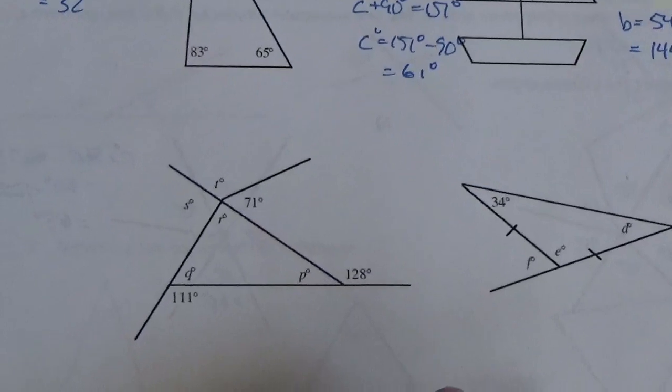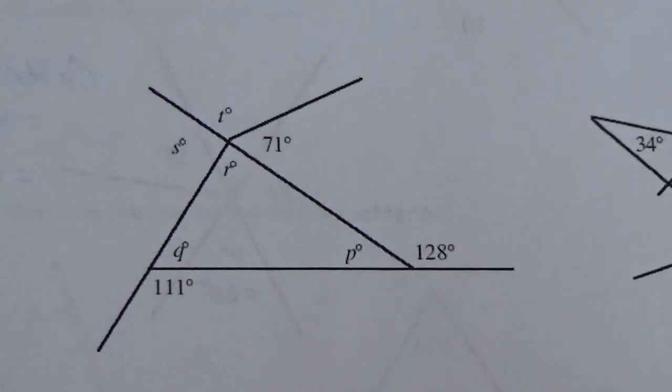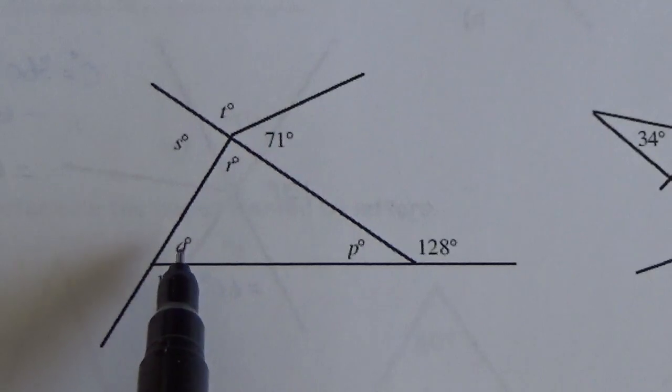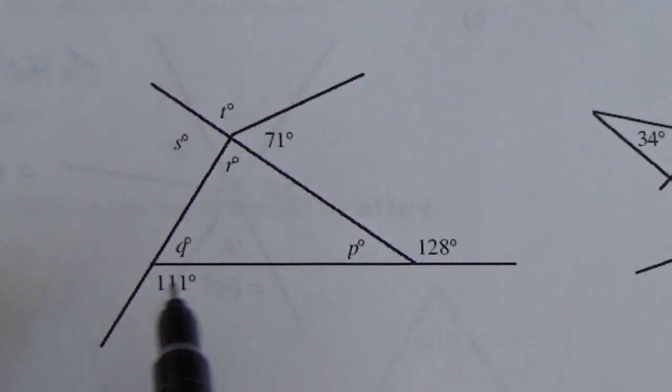Let's do another one here. Now we've got a lot going on with this one. Well, let's start with a couple that are going to be fairly easy for us to figure out. We know that Q and 111 must add up to 180 degrees.